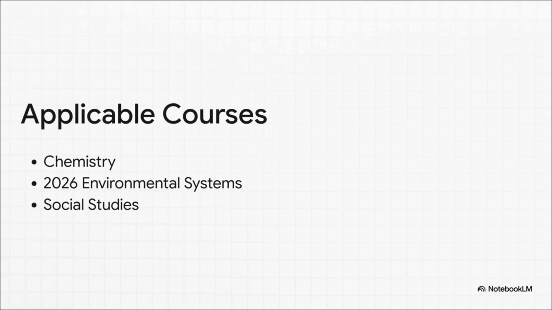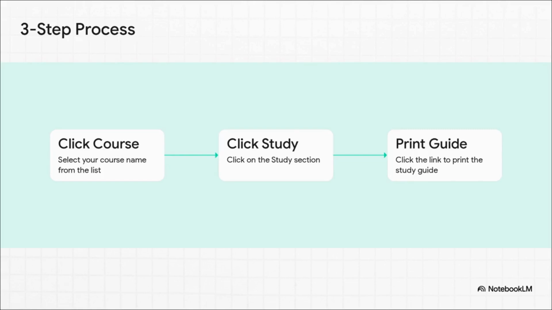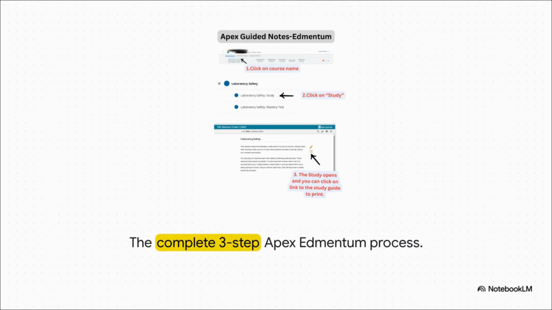Taking chemistry, 2026 environmental systems, or social studies, you are in the exact right place. We've got a dead simple 3-step blueprint for you. Click Course, click Study, and Print Guide. Easy. When you log in, the main Edmentum interface is our starting line for grabbing those notes.